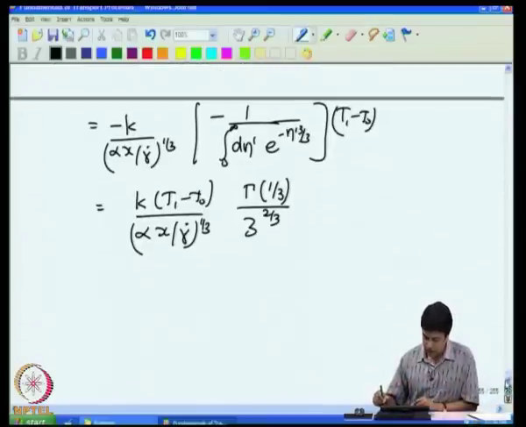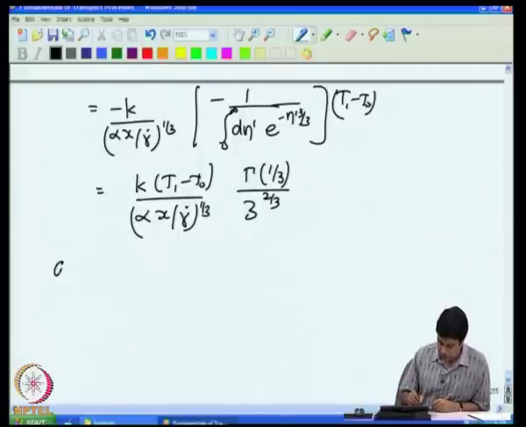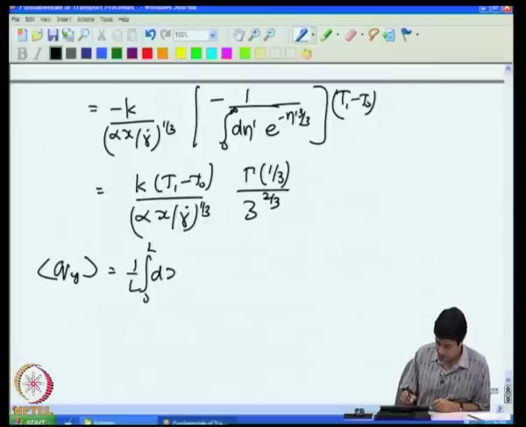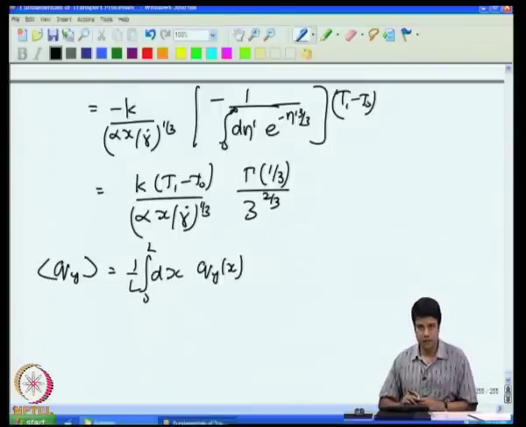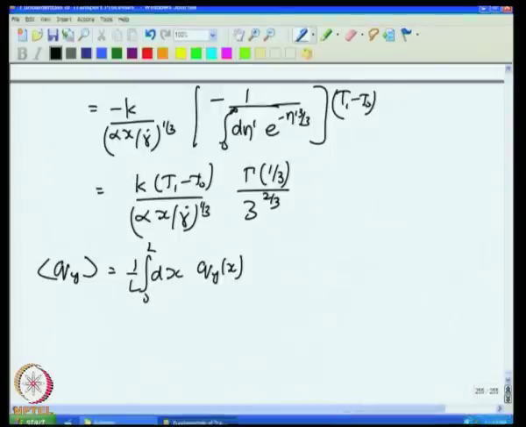The average heat coming out of the surface is an average over the entire length, the integral from 0 to L dx times Qy at each location x. And this can be evaluated analytically, in order to get the average heat that is coming out of the surface. From this, we will now go ahead and calculate the Nusselt number correlation for the heat transfer from the surface in the limit of high Peclet number.